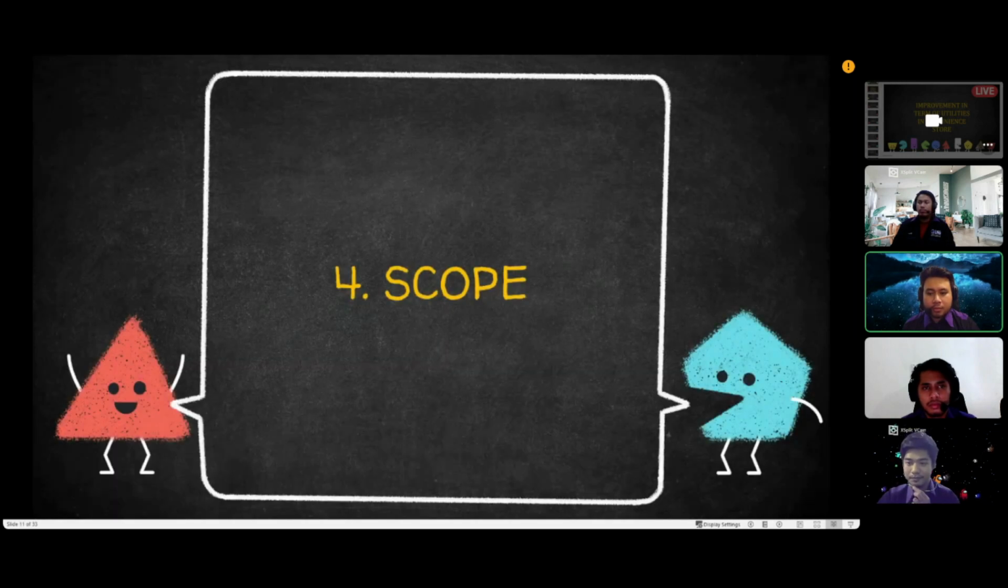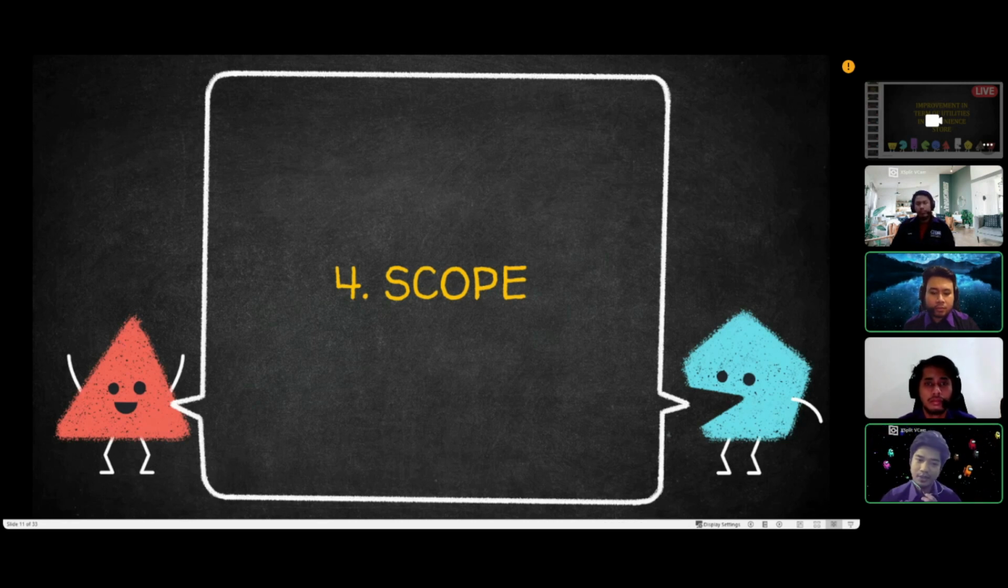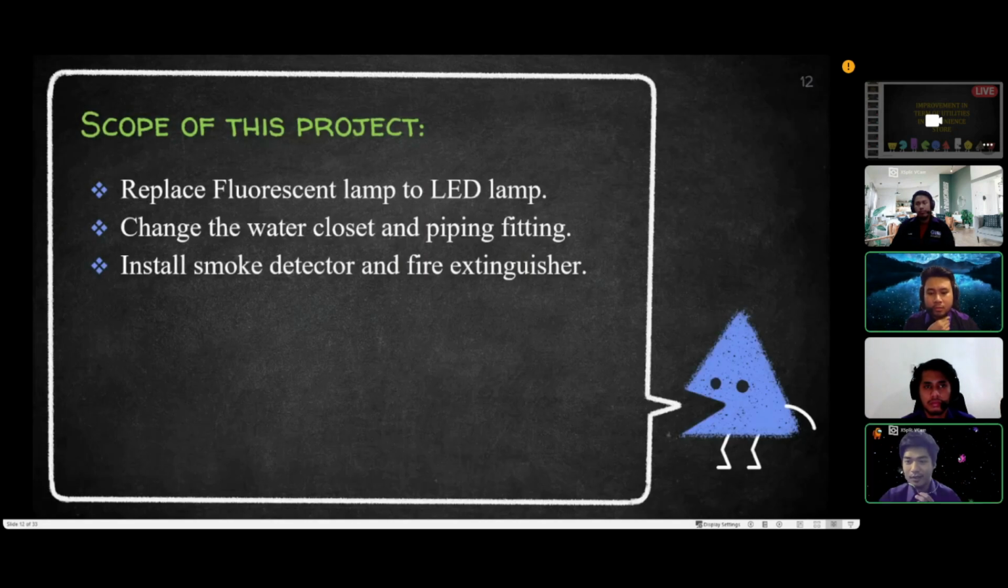Okay, next. For the scope of this project, the research scope and limitation are the limit boundary that controls the research parameters to achieve the highlighted objectives. The scope and limitation are as follows. First, replace the fluorescent lamp with the LED lamp by using the recommended lux value for the store. Second, change the water closet and the pipe fitting. Lastly, install smoke detectors and fire extinguishers in the convenience store area.